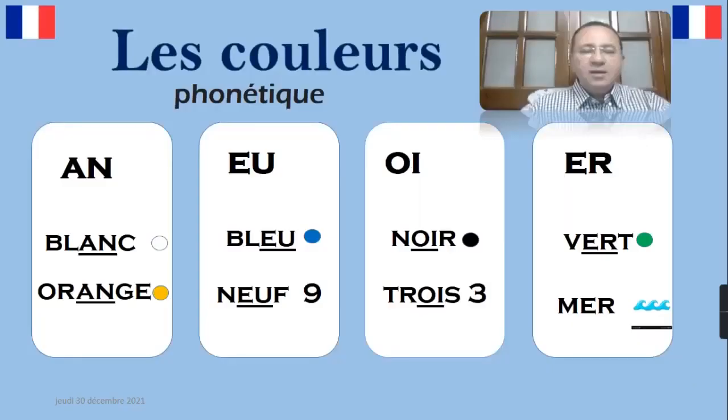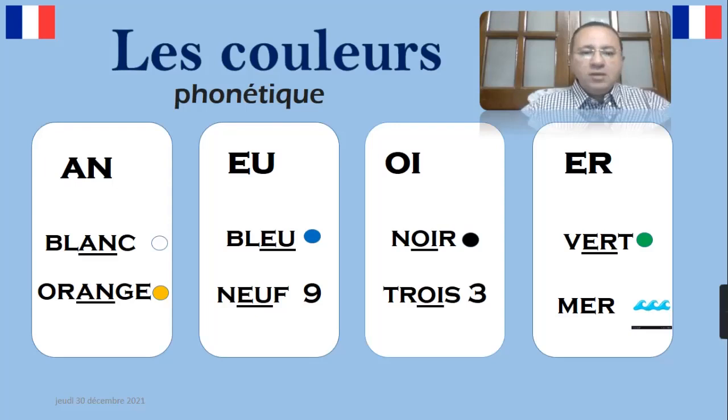Here we have four different phonemes or sounds. So I want you to listen carefully and try the words after. The first is on, an, on, and you have to use a little bit your nose when you pronounce. Comme blanc, as the word blanc is the color white.